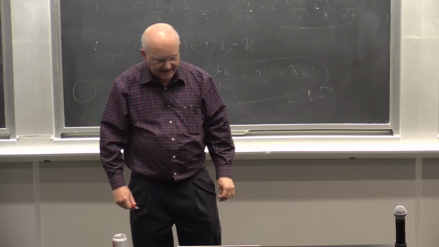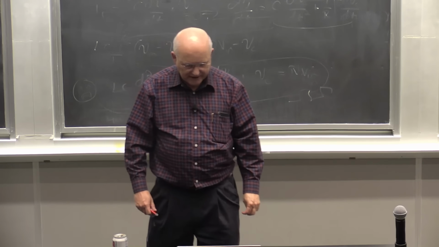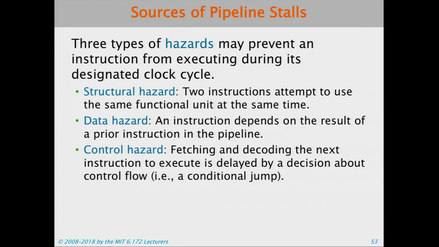The second is a data hazard. This is when an instruction depends on the result of a prior instruction in the pipeline. So one instruction is computing a value that it's going to stick in RCX, say. The other one is to read the value from RCX, and it comes later. That other instruction has to wait until that value is written there before it can read it. That's a data hazard.